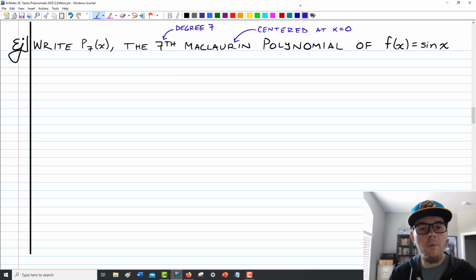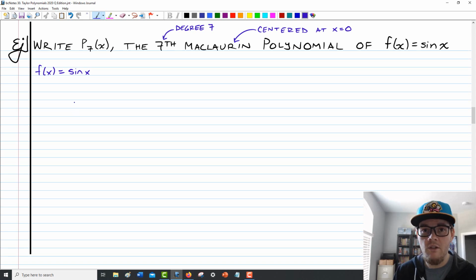I'm not going to write out a formal plan this way. I'm just going to narrate what it is that I do. So first and foremost, the first thing I'm going to do is write out f of x equals sine of x. And then from here, I'm just going to differentiate this function until I get to the 7th degree term.